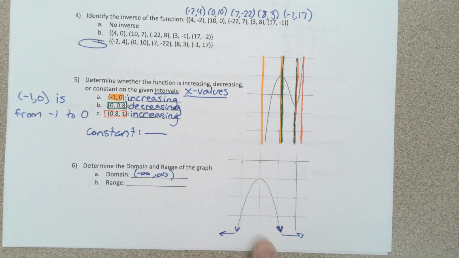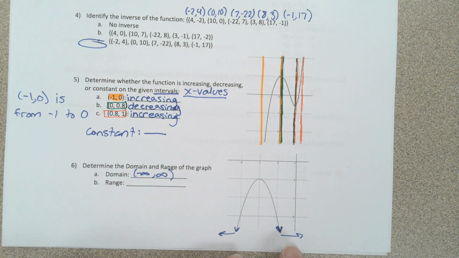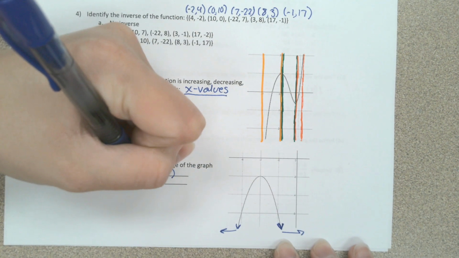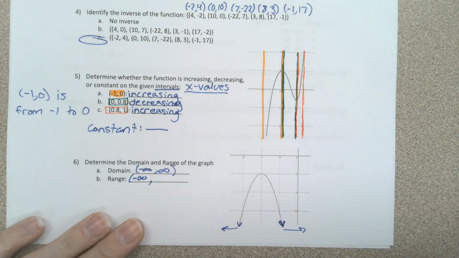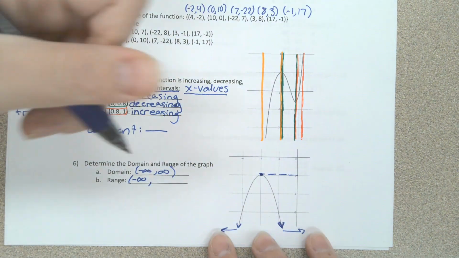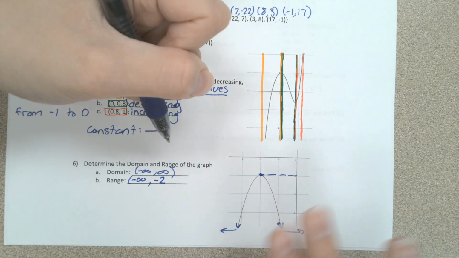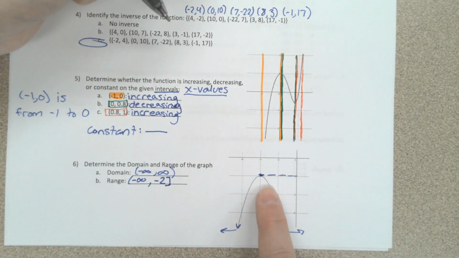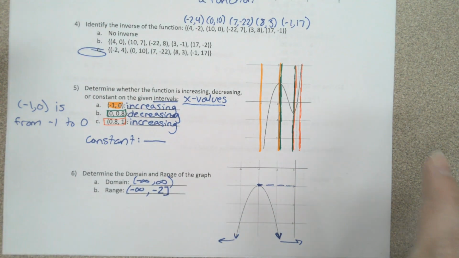Range is the y values. Again, we look at this from bottom to top. So we start down, pointing down. So we start at negative infinity on our range. And then we follow it up. And the graph stops at -2 on the y-axis. So it's negative infinity all the way up to -2. Graph stops. There's no more graph after that. This gets a bracket since -2 is a solid point here. And that's it. Next page.